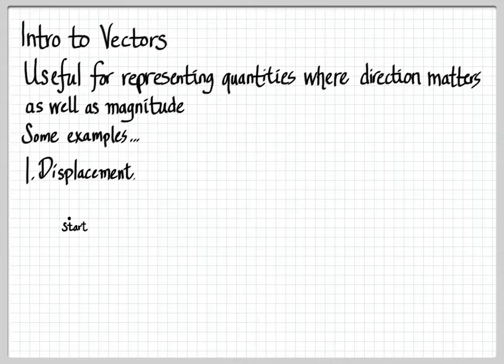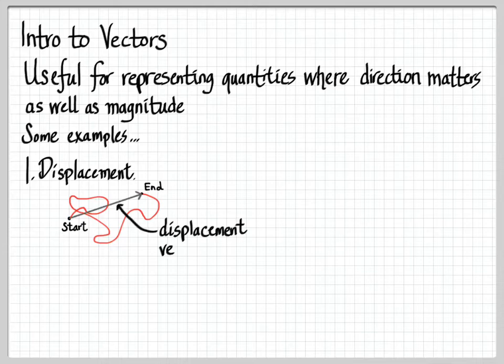Let's say I'm at some point, start, and then I move along some path and I stop. It can be a curvy or a straight path, and I have an endpoint. So I have a start and an end. The displacement vector is a vector that goes directly from start to end. And the way we represent it on the page is with an arrow. We just draw an arrow from start to end, and that is called the displacement vector.